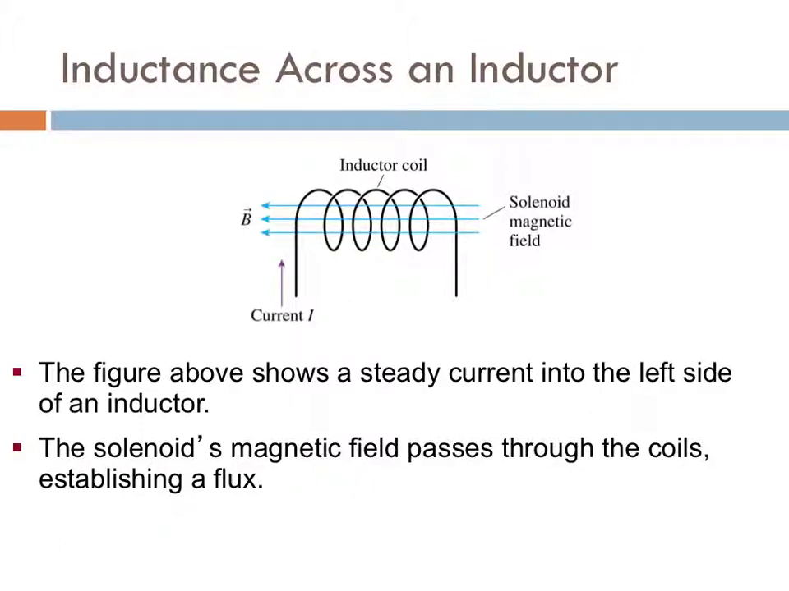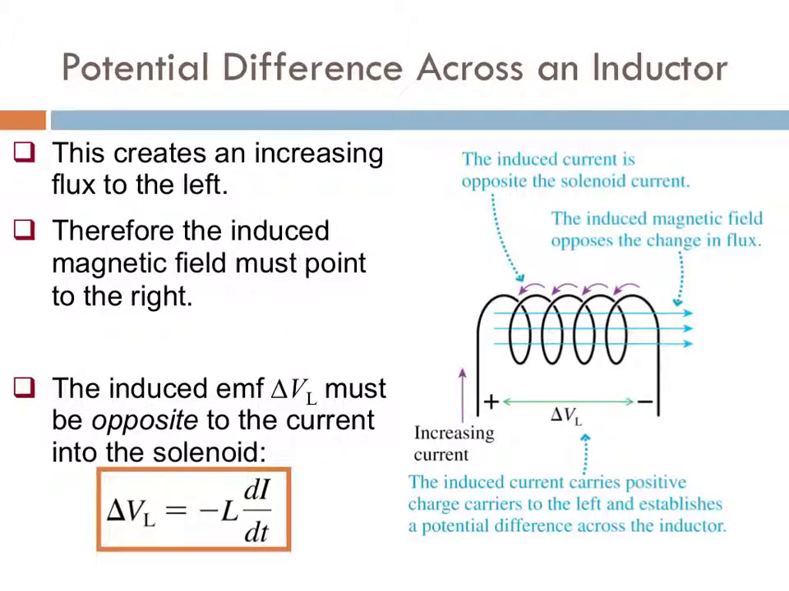Now, a couple of things happen when you have inductance across an inductor. Here we have a picture showing a steady current in the left side of this inductor. The solenoid's magnetic field passes through the coils, establishing a flux, which you can recall comes from the right-hand rule with the curling fingers. Now we're going to look at a slightly different situation. What if we now have an increasing current? Well, then we have an increasing flux. Now again, the flux produced from this current is in this direction. So then we're going to have an induced current that's going to oppose this increase in flux. So in order for us to oppose this increase in flux, we have to have an induced magnetic field go in the opposite direction. That induced magnetic field will then produce an induced current opposite the direction of the current in the solenoid.